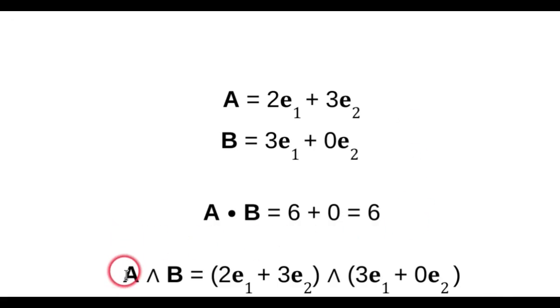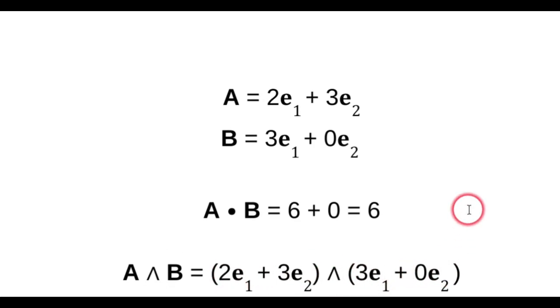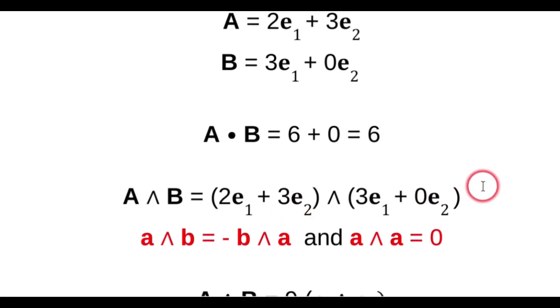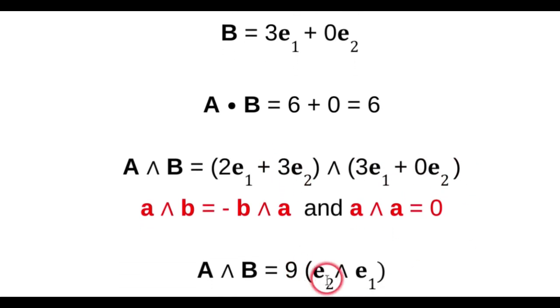Now let's look at the wedge product, A wedge B. Here are the rules, remember? A wedge B is equal to minus B wedge A, and any vector wedged with itself is 0. So E1 wedge E1 is 0 and E2 wedge E2 is 0. The only thing left is E1 with E2 and E2 with E1, and we just get 9 E2 wedge E1. Let's go look at that.